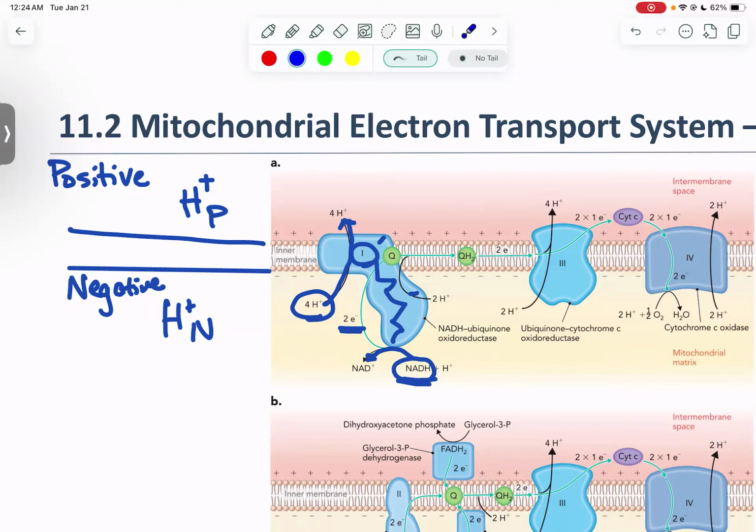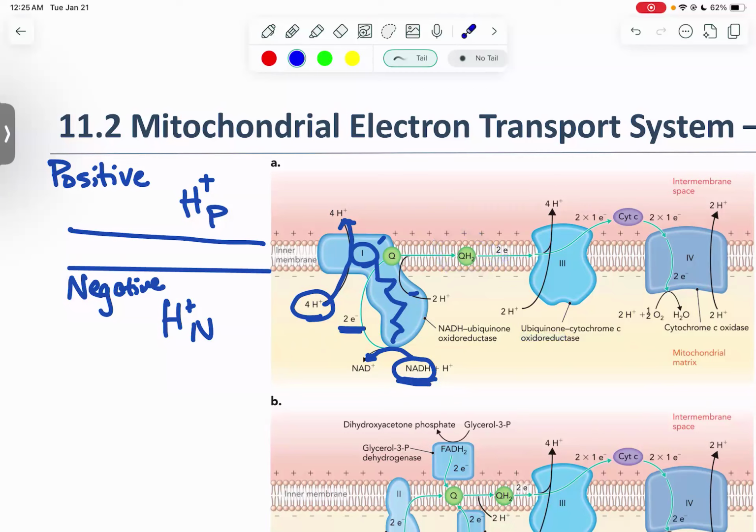So we have complex 1, which is our NADH, that's why we got it from it. So we call it NADH. We're going to give it to ubiquinone. So we call it NADH ubiquinone oxidoreductase, through oxidation reduction reaction. Give it to Q. Q is going to take it to complex 3. We call complex 3 the ubiquinone because the electron started in ubiquinone.